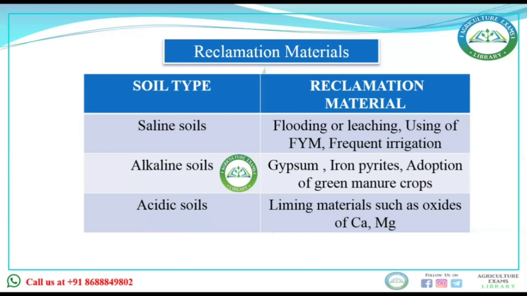When the soil is acidic, it means pH is low, we have to use material which can neutralize the pH. For that, you have to use bases, or you can say liming materials such as oxides of calcium and magnesium.